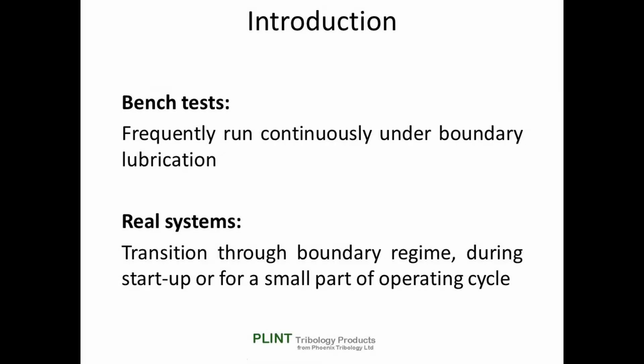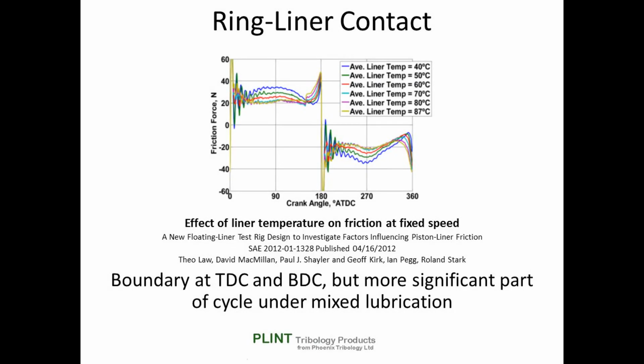Whereas a bench test may run continuously under boundary lubrication, real systems will only transition through the boundary regime during startup or for a small part of the operating cycle. In the ring liner contact, for example, although the contact may be running under boundary lubrication at top and bottom dead center, a more significant part of the cycle may be operating under mixed lubrication conditions.